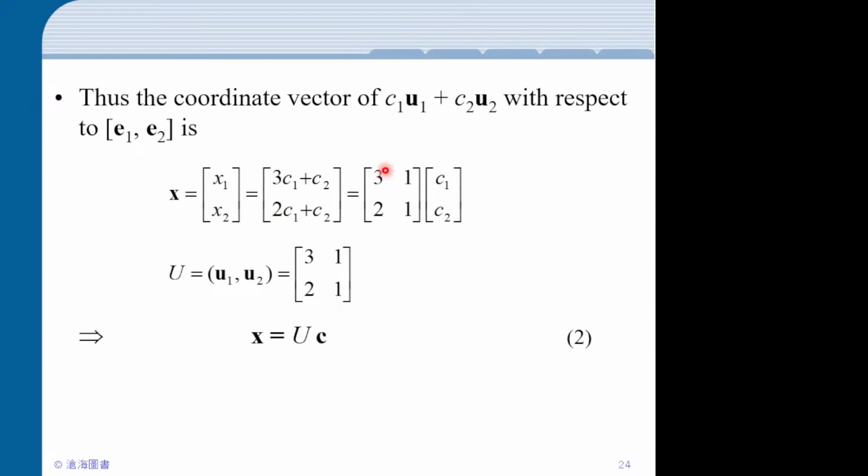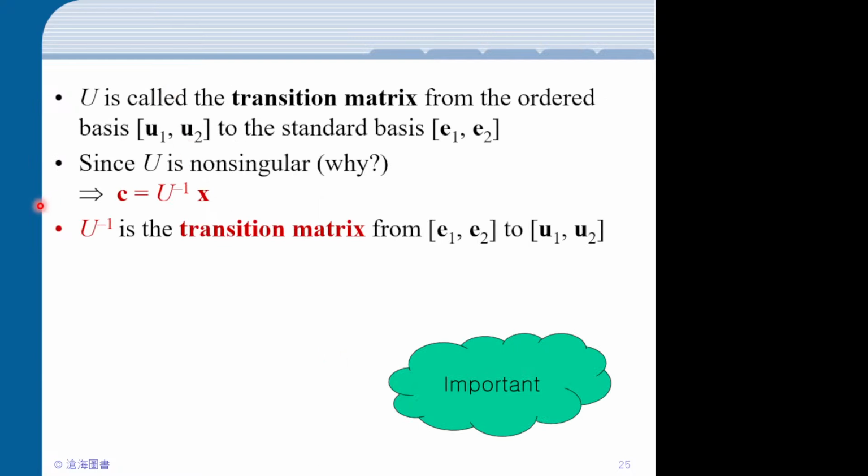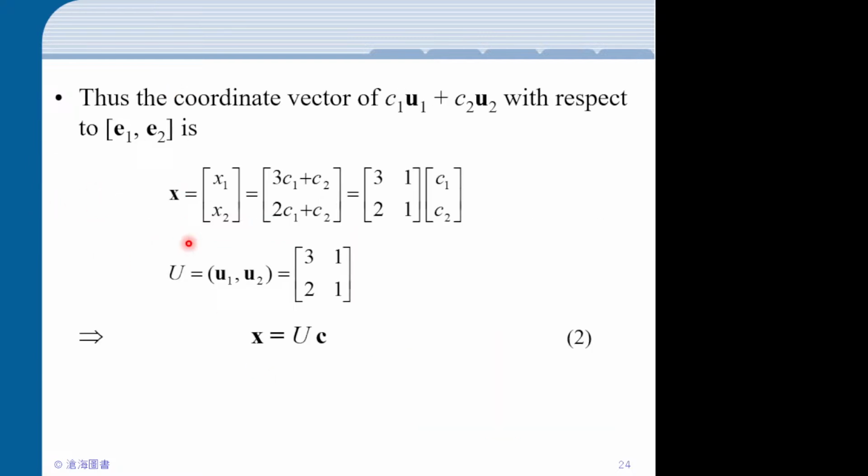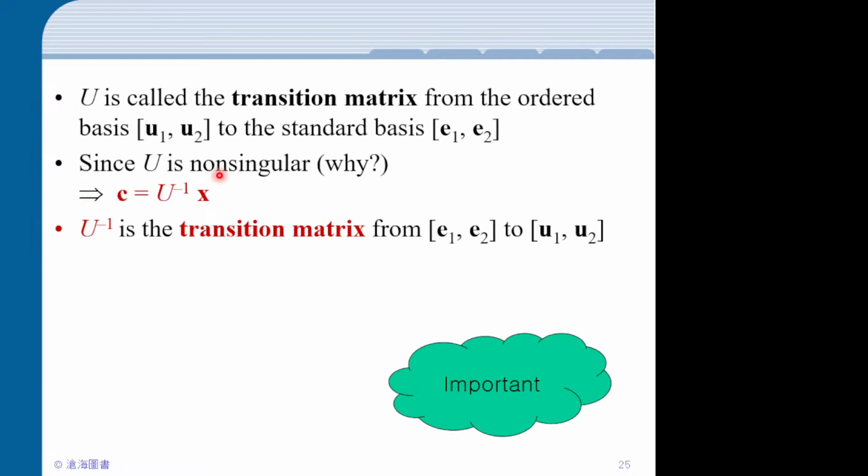And this matrix U is just the list of your new basis vectors. So u1 is (3, 2), and u2 is (1, 1). Those are column vectors, and you list those columns one by one. That's this transition matrix U from your new basis back to the standard basis. And then we have this algebraic matrix equation, and we can just manipulate it to see how you get c from x. To get the vector c from the vector x, you just apply U inverse on both sides, so it becomes c equals U inverse x.